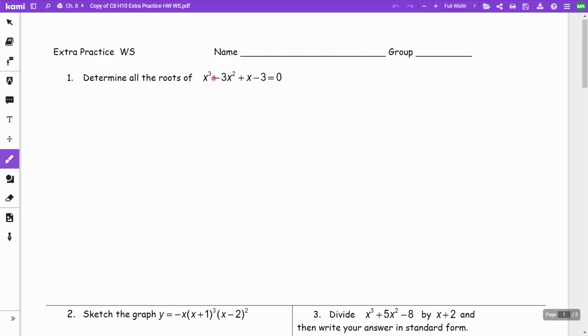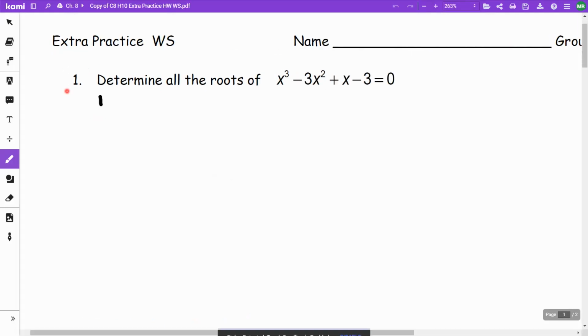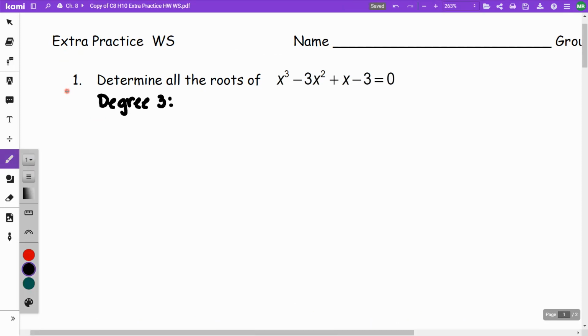Now, the first thing I want us to notice is this is an x cubed, which means that this is a degree 3. So I'm going to have 3 solutions. So let me just make a note about that. Degree 3 means that we are going to have 3 solutions here.